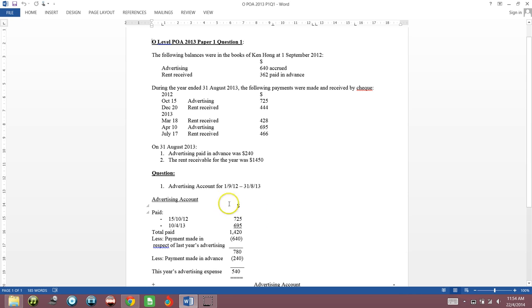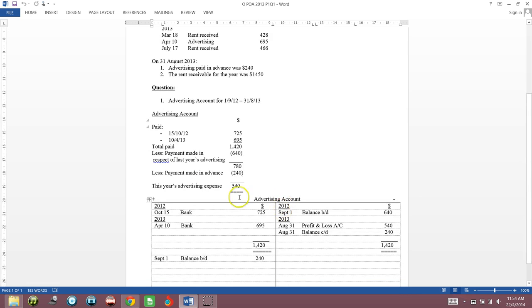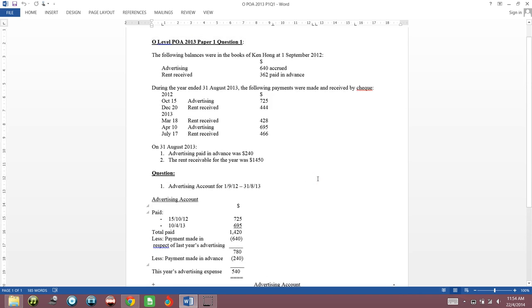If Ken Hong has not studied principles of account at O-level before, he would not know how to do the advertising account in this T account format. So if Ken Hong himself were interested to know how much advertising expense he has spent during the year, he would probably do workings like this in order to gather how much his advertising expense is.